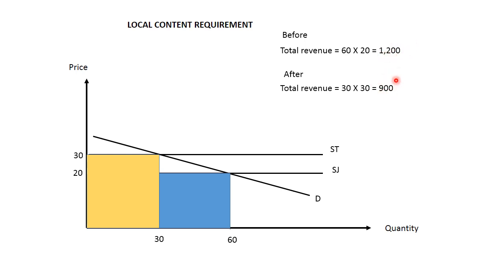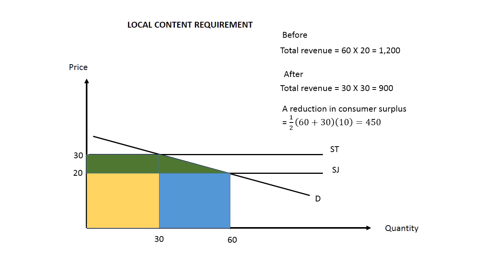So country B's total revenue for selling good X in our country drops from 1,200 to 900 only. Now let's look at the reduction in consumer surplus. The green area is the reduction in consumer surplus. Before the requirement, our consumer surplus is this size. After the local content requirement is imposed, our consumer surplus is only this size. So the green area is the reduction in consumer surplus.